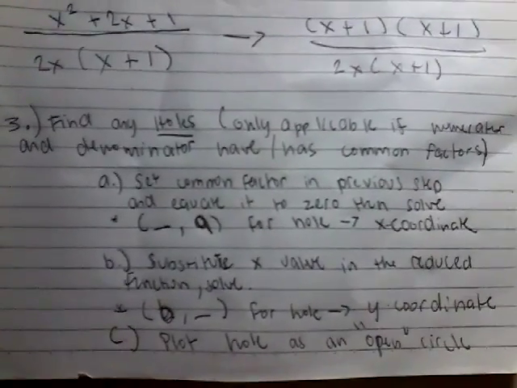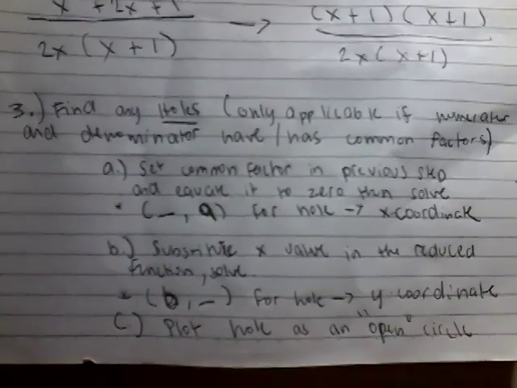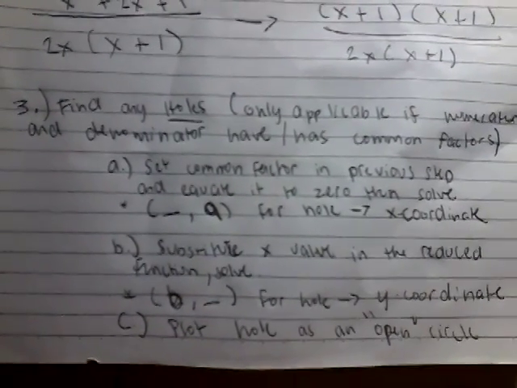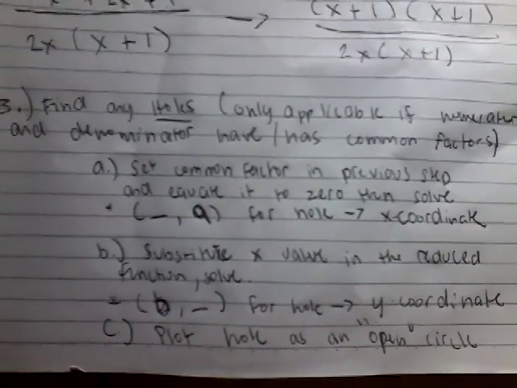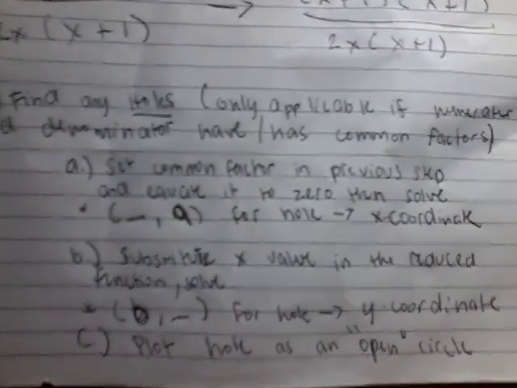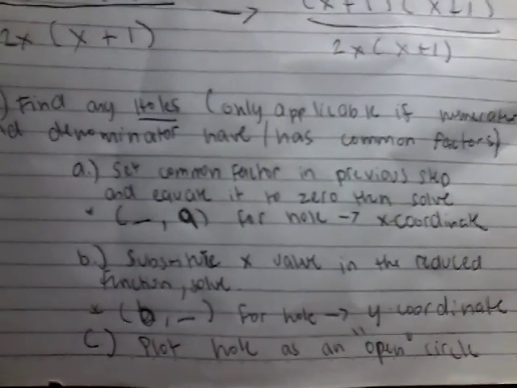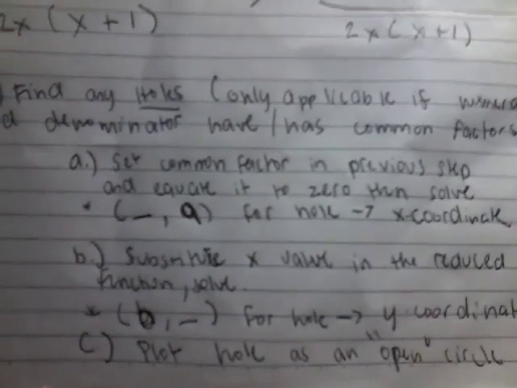The steps in finding the hole is, first, set the common factor from the previous step and equate it to 0. This results in the x coordinate. The next step is to substitute x in the reduced function. This results in the y coordinate. And we plot the hole as an open circle in the graph. On to the next step.